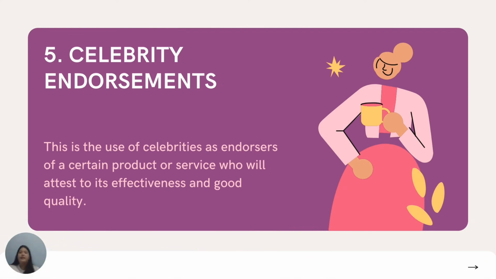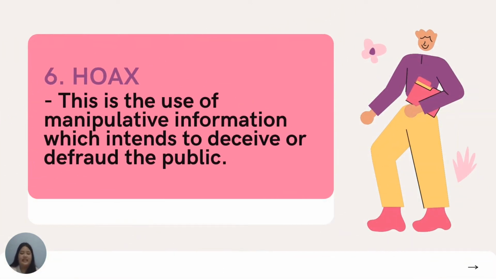Next, number 5, celebrity endorsements. This is the use of celebrities as endorsers of a certain product or service who will attest to its effectiveness and good quality. Next, hoax. This is the use of manipulative information which intend to deceive or defraud the public.